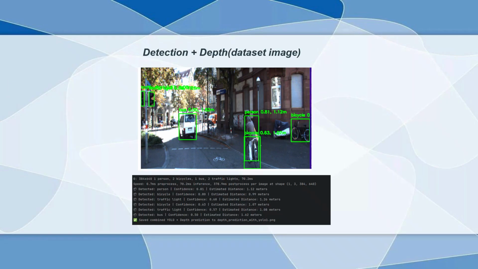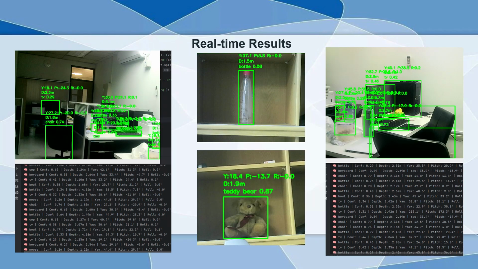These are the real-time results. First I worked on detection and depth, so this is the result for detection and depth. First it detects the person, bicycle, car, traffic lights, and so on. The 0.2 meters is the distance from the camera to the object. These are the real-time results that I tested in my lab, taken from a webcam.